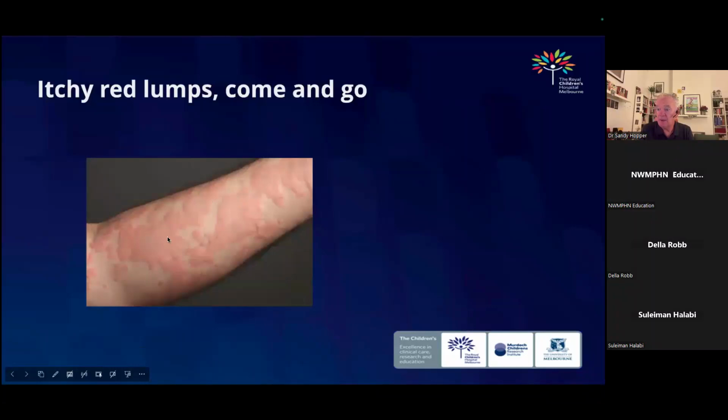Itchy red lumps that come and go. We see this rash all the time. So this is a child with a preceding viral infection, but let's face it, this is Melbourne. Everyone's had a preceding viral infection. This rash comes and goes with large red welts. The child is itchy. And yes, this is urticaria. This is probably one of the commonest rashes we see.